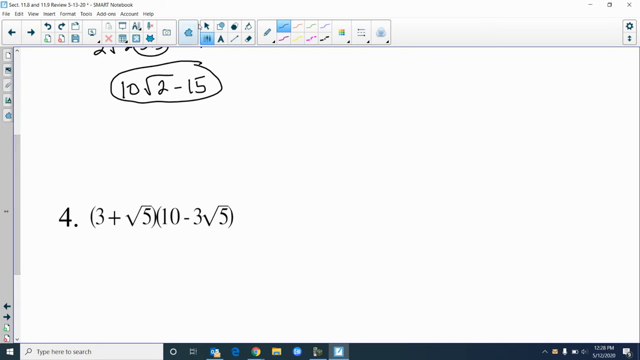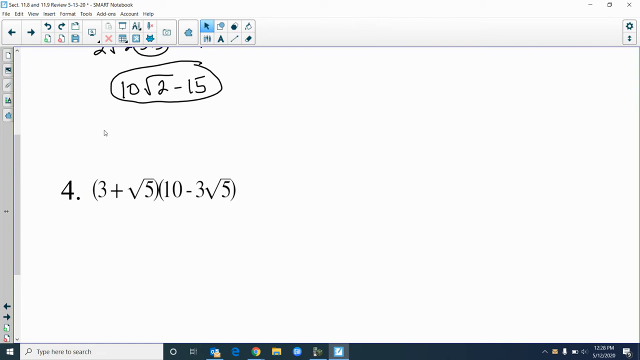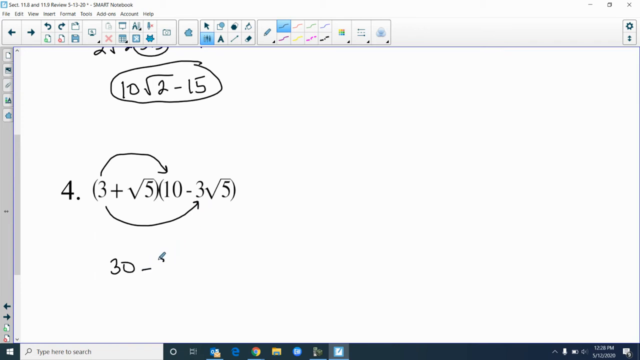All right, the fourth one. This is where we get into binomial times a binomial. You got a plus in the first one, you got a minus in the second one. We're going to have to FOIL. 3 times 10 is 30. 3 times negative 3 square root of 5 is minus 9 square root of 5. Square root of 5 times 10 is plus 10 square root of 5.